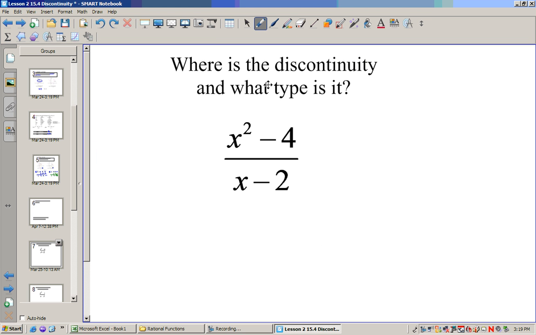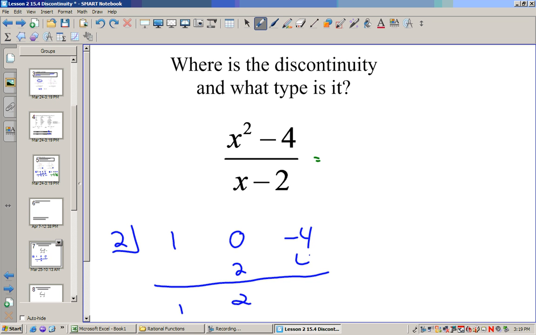So what kind of discontinuity does this have? Well, x minus 2, let's see if I'm dividing it out the old school way. We could do that, but let's do it synthetic way. Now there's no x, so we have to plug in a 0, like so. This would be 1, 2, 2, 4. That cancels out. So this is a removable discontinuity.